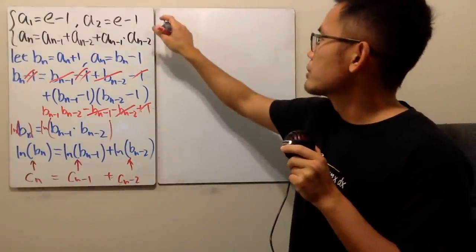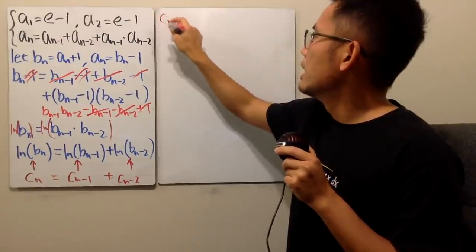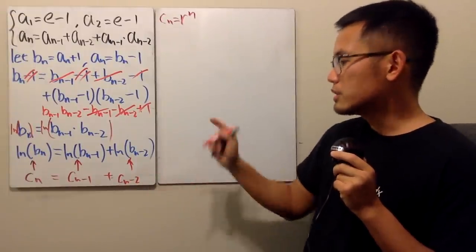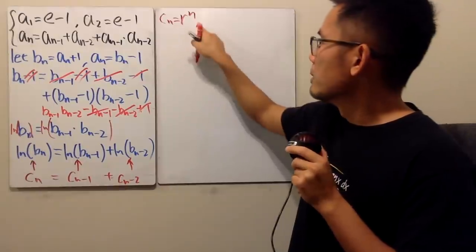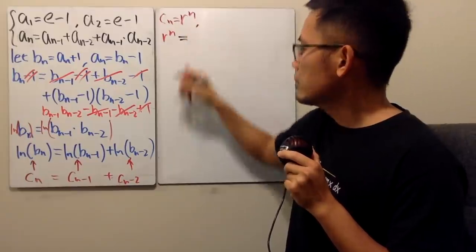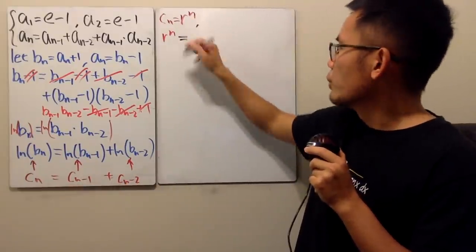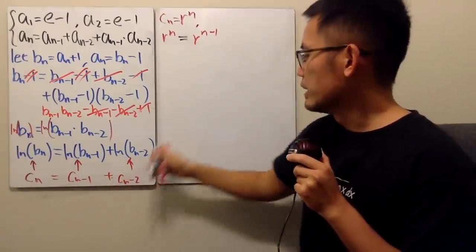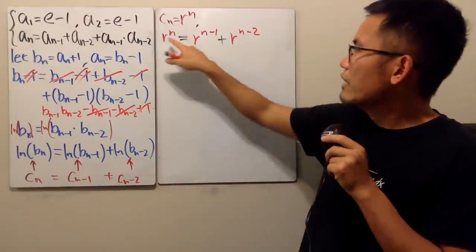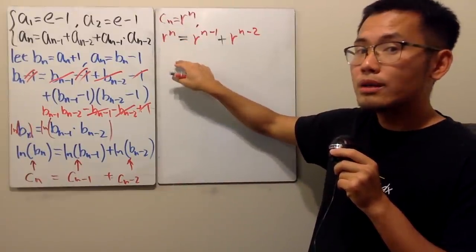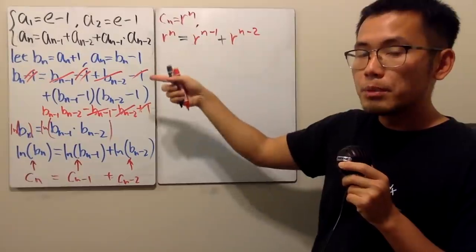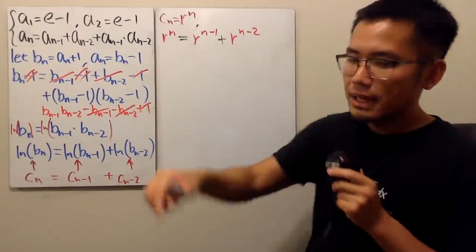With this in mind, I'm just going to start off by saying Cn is equal to r to the nth power, because here we have a linear situation with constant coefficients. Then as we can see, we can just go ahead and plug in. You will see that we get r to the n equals r to the n minus 1, and then we add r to the n minus 2. Now, everybody has a factor r to the nth power, right? And then we will end up with r to the negative 2 power right here.